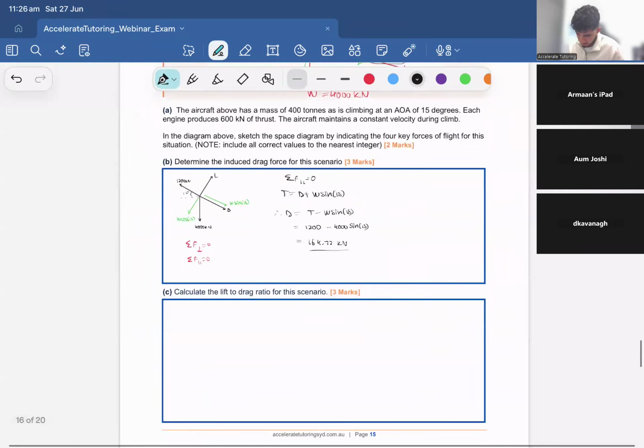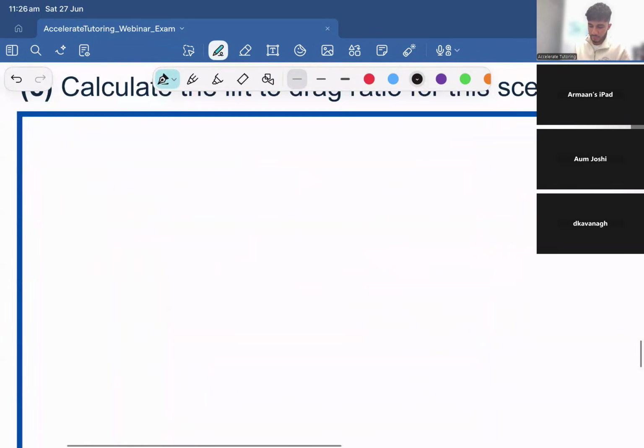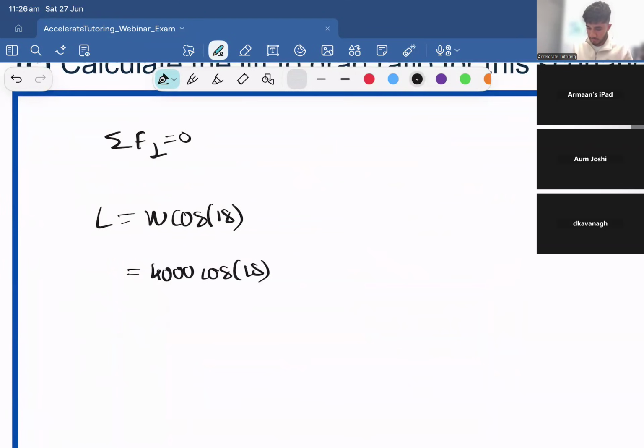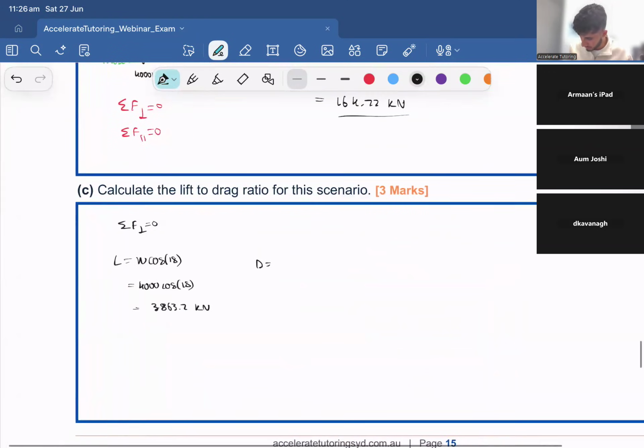Okay, next part is where we would do it. Fantastic. Take sum of forces in perpendicular. Lift is equal to W cos 15. That's just 4,000 cos 15. That gives us 3863.7 kilonewtons. My drag from the previous question was 164.72 kilonewtons.